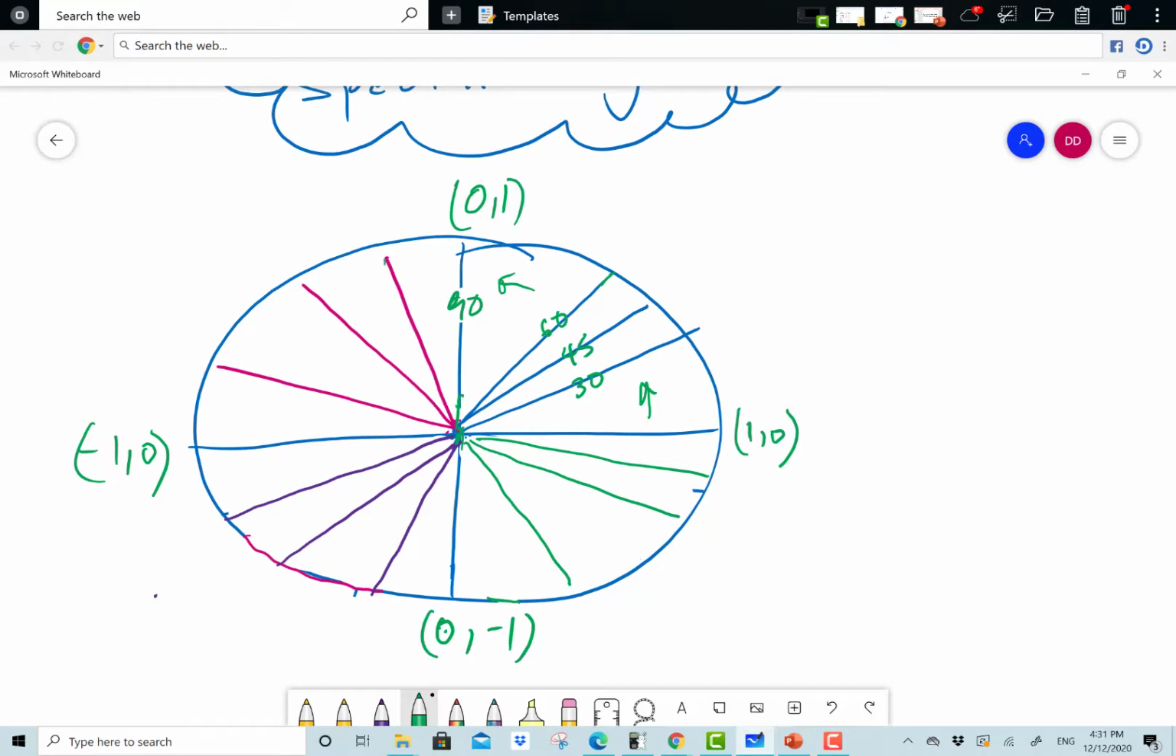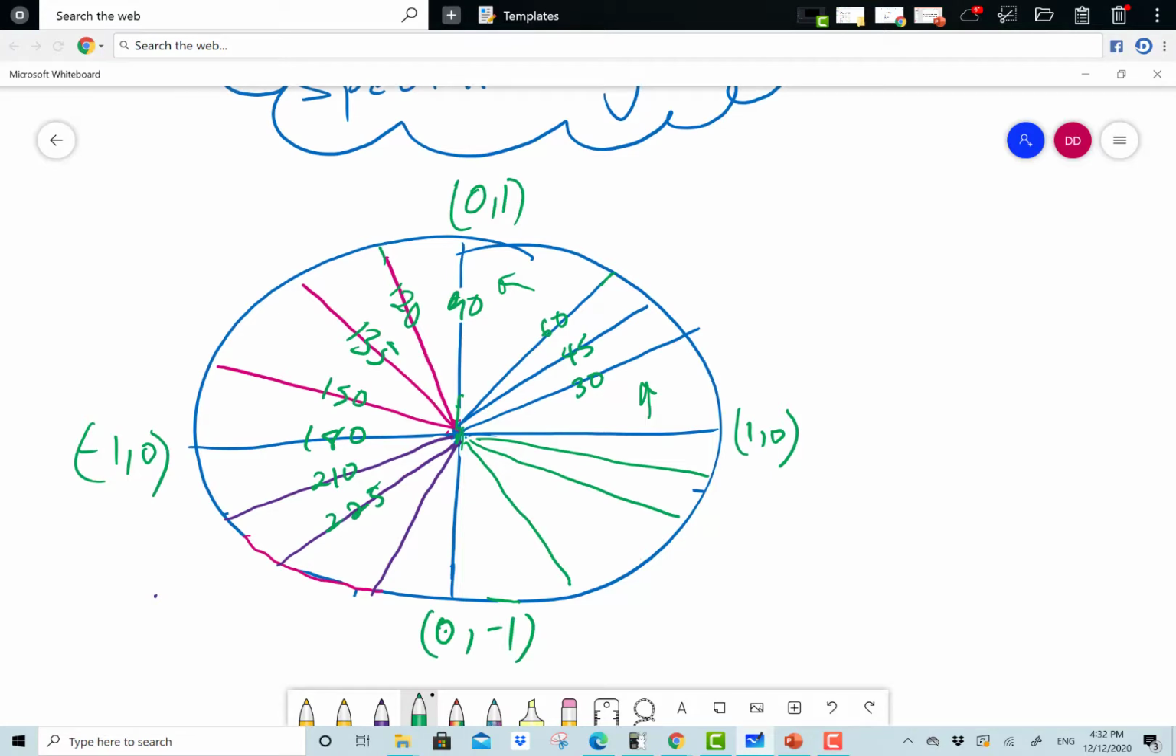So for the first piece here, if I add 30 to 90, I get 120. If I add 15 to 120, I simply get 135. If I add 15 to 135, I get 150. If I add 30 to 150, I get 180. Doing the same thing again, add 30 to 180, we get 210. Add 15 to 210, I get 225.